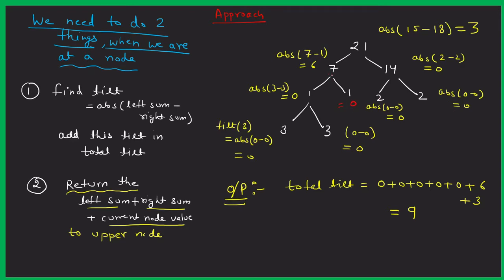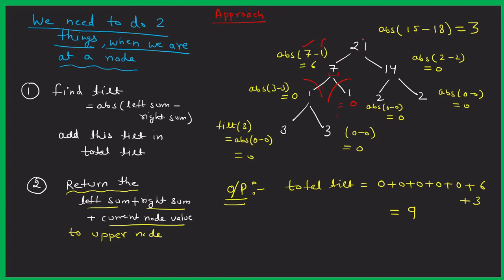And for this 7, to find the tilt of this 7, we find the sum of the left subtree values and the right subtree values. So the absolute difference will be 7 minus 1. And how is 7 coming? 3 plus 3 plus 1, that is 7. So this 7 is the left sum and this 1 is the right sum. So we are finding the absolute difference of 7 minus 1, which is 6.